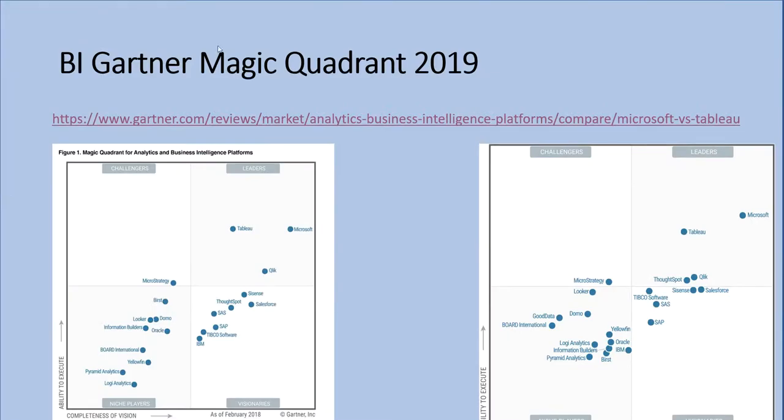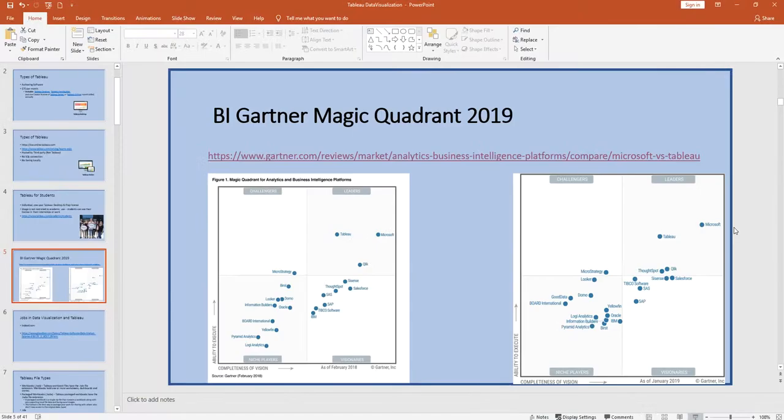So just looking quickly, what are the main tools for data visualization for BI? Microsoft Power BI, Tableau is there, MicroStrategy is quite popular, SAS, SAP, TIBCO Software. Salesforce is right there as well. So you can see all of these popular software products are there on the Gartner Magic Quadrant.